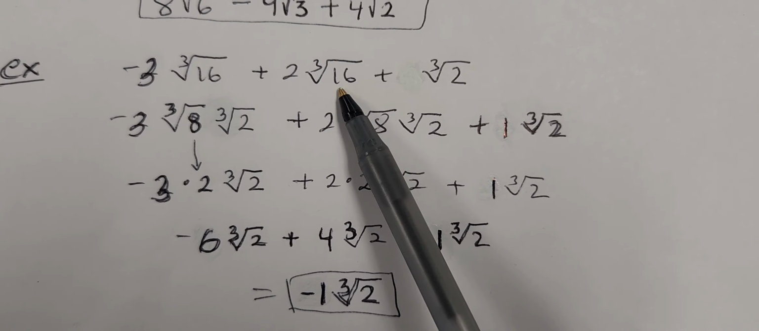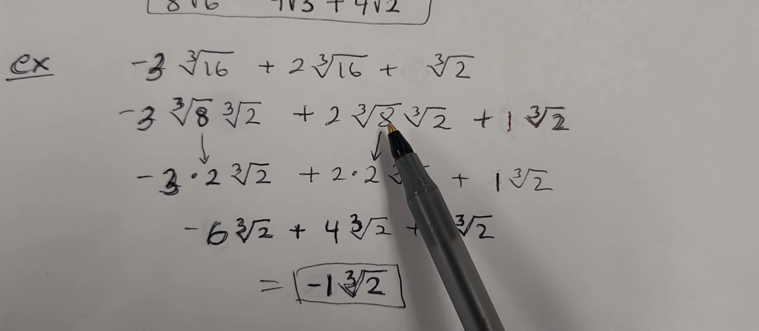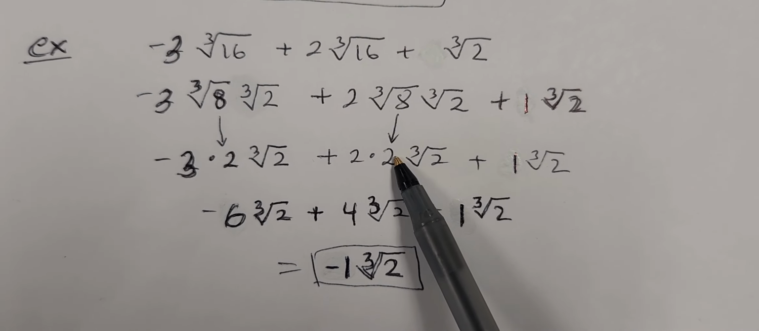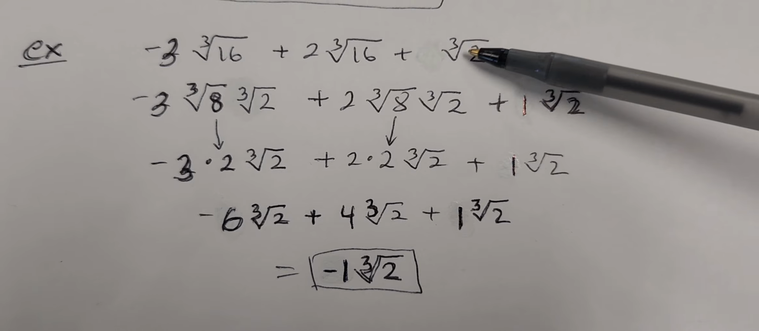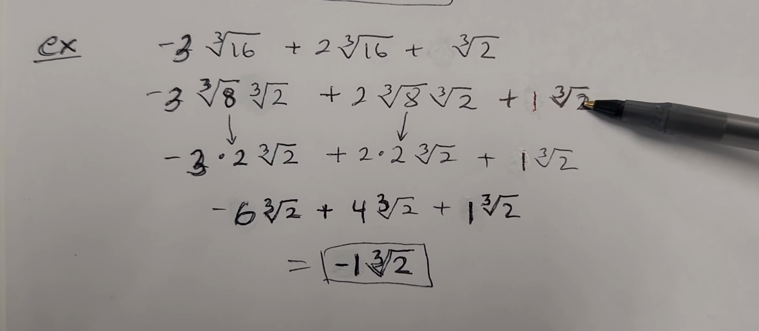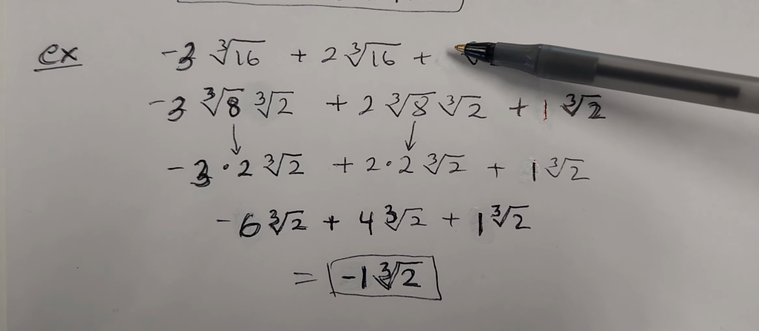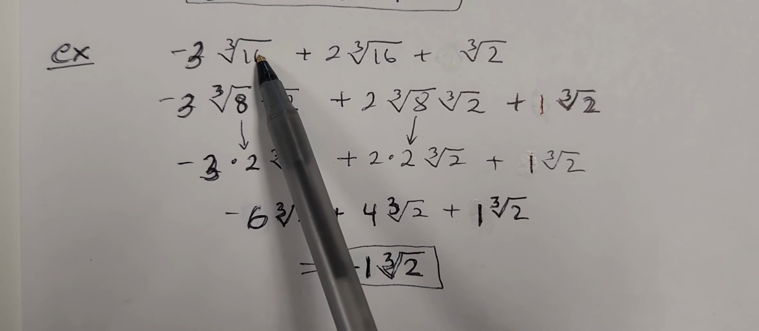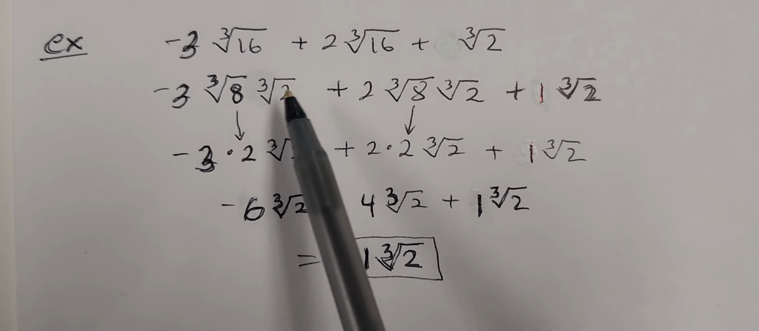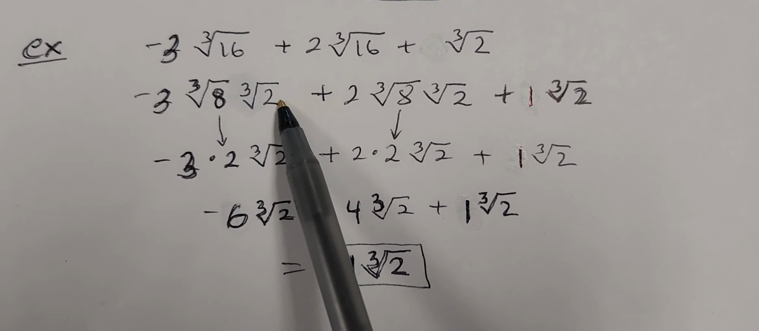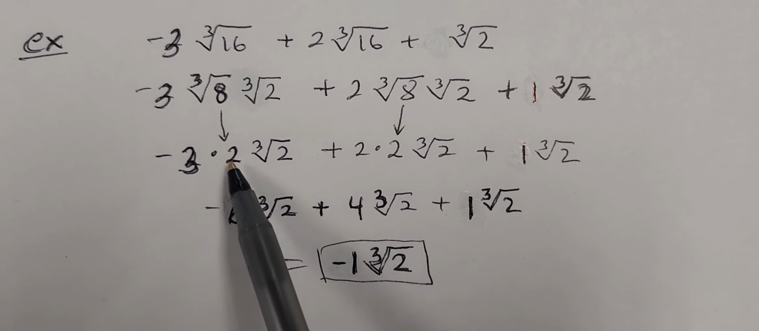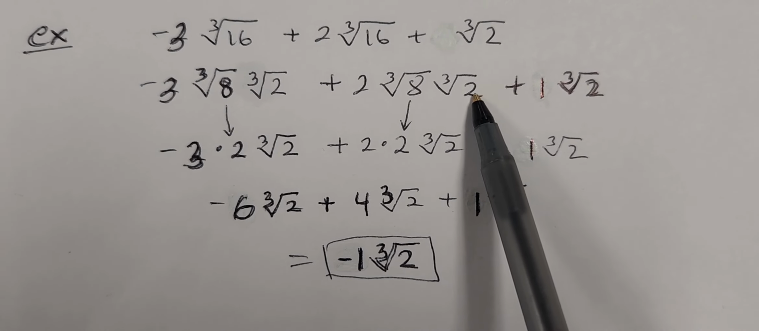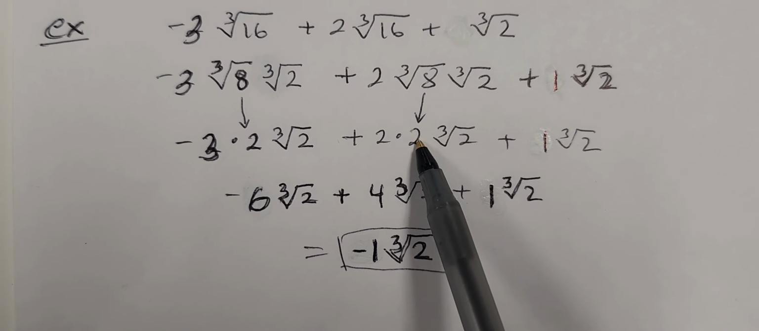This 16, same thing again. I'm going to change it to 8 and 2 because I know the cube root of 8 will become 2. This right here, there's nothing to do, so I leave it alone. However, if there's no number in front, it's always a 1. The same thing with the other 16s: I change them to 8 and 2 because the cube root of 8 is 2.